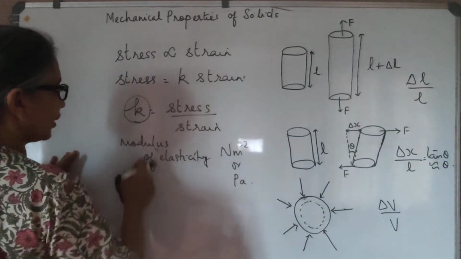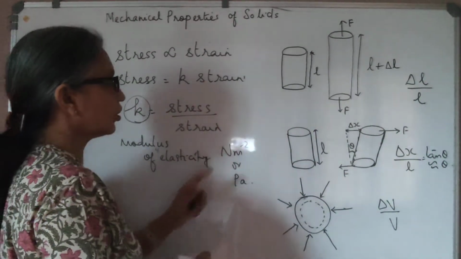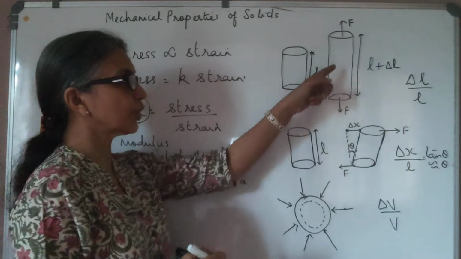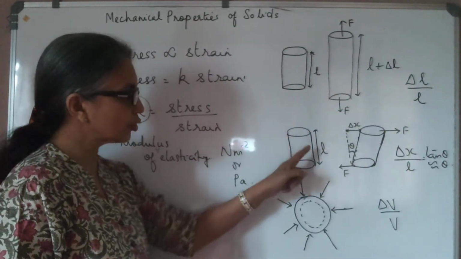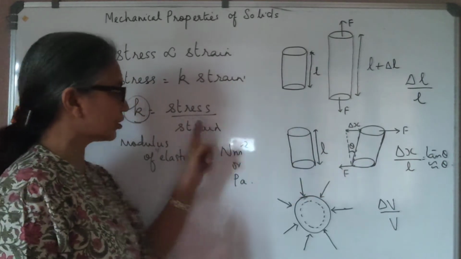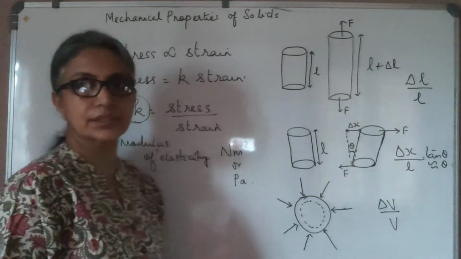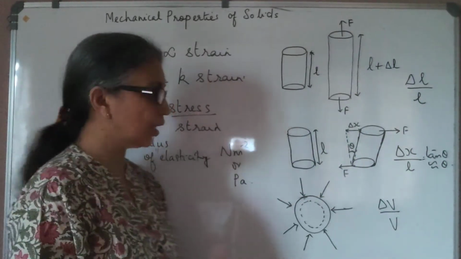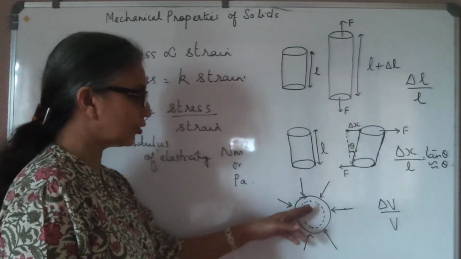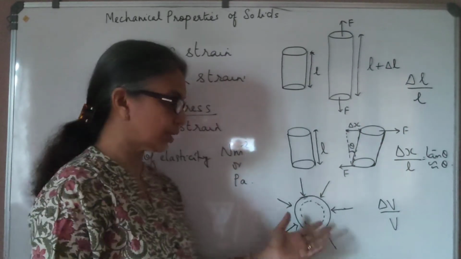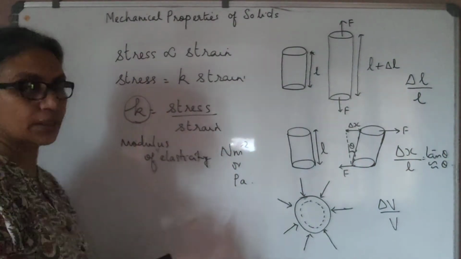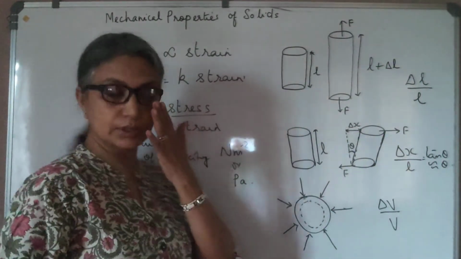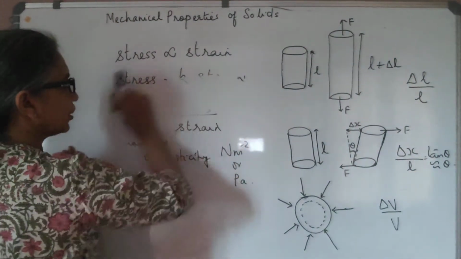Now this modulus of elasticity is called the Young's modulus if we are talking about longitudinal stress and longitudinal strain. If you are talking about shear stress and shear strain, then the modulus of elasticity is called the shear modulus. And if you are going to talk about hydraulic pressure and change in volume, that is volume strain, then we call that modulus of elasticity the bulk modulus. So let's write down the formulas for that.